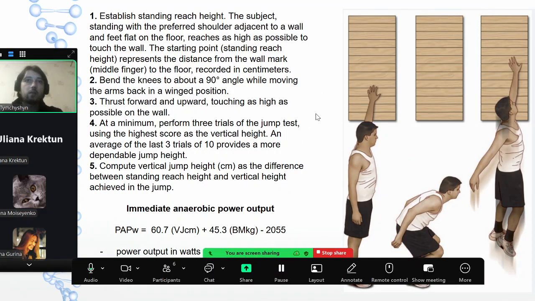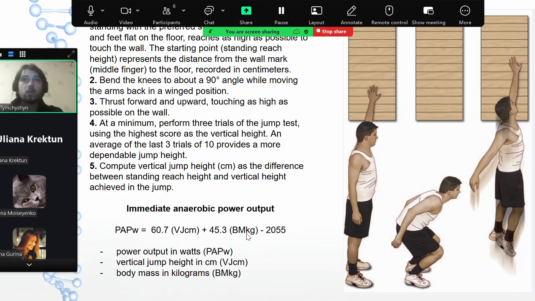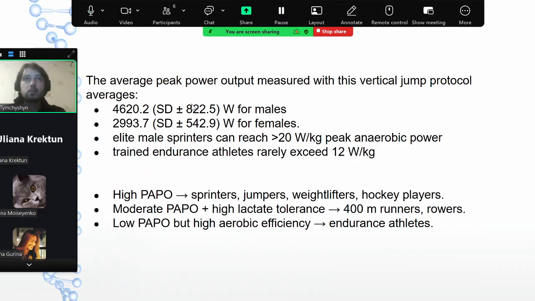Here is an interesting test. I'm not going through all of this. That's a way to calculate power output of a human by measuring how high one can jump. Here are just some parameters. The average peak power output measured with this vertical jump protocol averages to these numbers. Here you have W, that's watts. So these are kilowatts: 4.6 kilowatts for males and 2.9 kilowatts for females, and here you see the standard deviation.